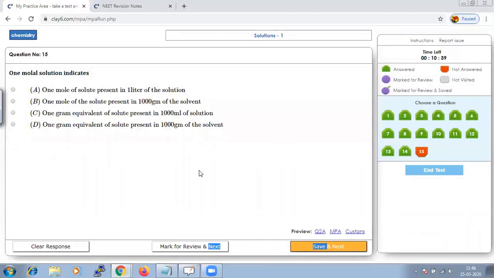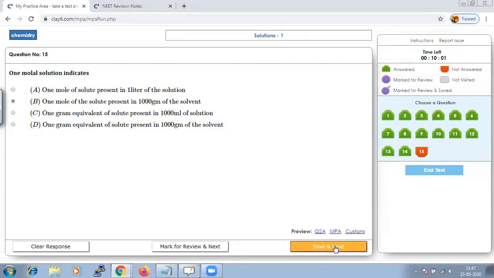Let us save that and go to next. 1 molar solution indicates. This is a well-known fact or definition. 1 molal solution is nothing but molality. By definition, it is the number of gram moles of a substance per 1000 grams of the solvent. So 1 mole of the solute is present in 1000 gram of the solvent. Hence we can say answer B is the right one.